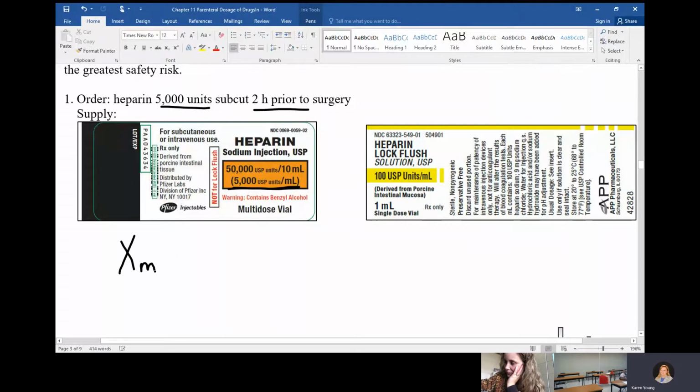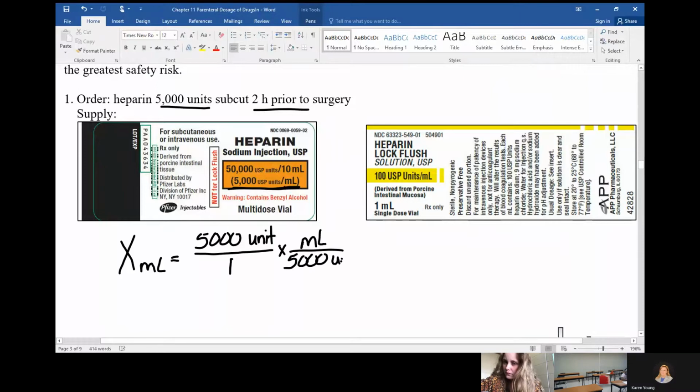So I'm looking for milliliters. It's 5,000 units. You have to write out the word units. There's no abbreviation for it. So unit or units. That's my doctor's order. And then my supply, or my form, is milliliters. I'm using the smaller one, so it's 1 milliliter over 5,000 units. So that one's easy. How many milliliters am I giving?